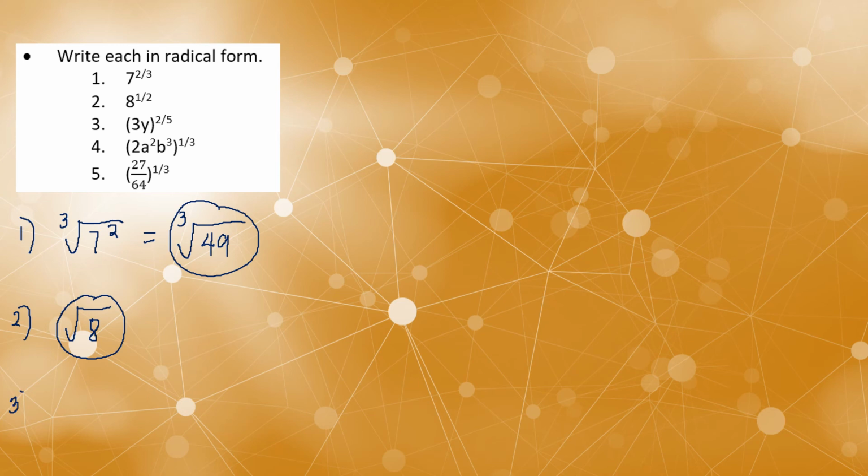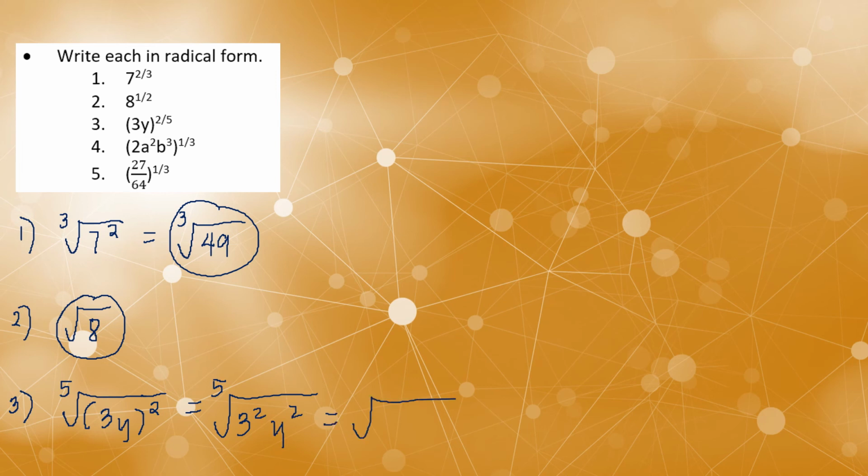Next, number 3, we have 3y quantity raised to 2/5. In radical form, that is the 5th root of 3y quantity raised to the 2nd power. Let us simplify the radicand. So we have the 5th root of 3 squared y squared, or the 5th root of 9y squared.